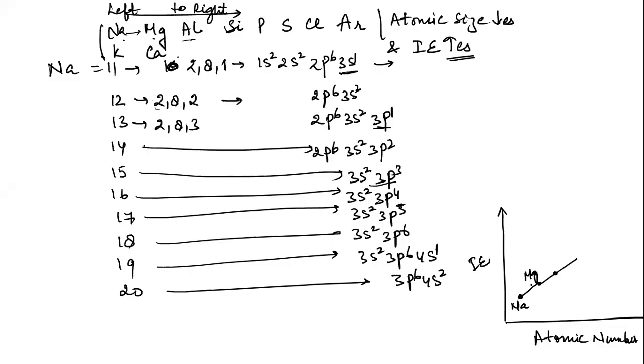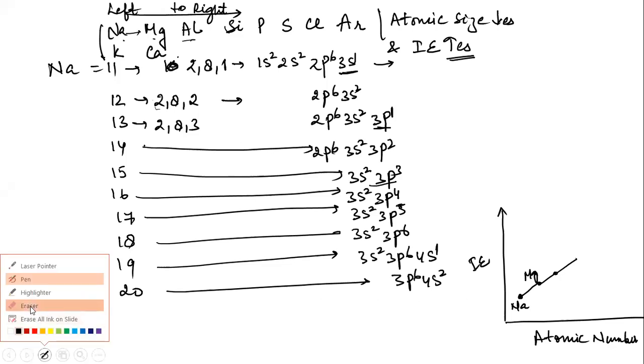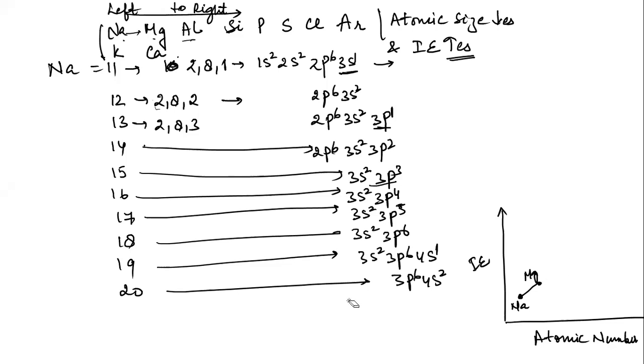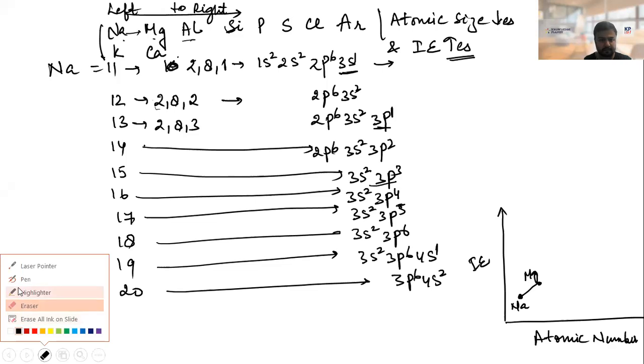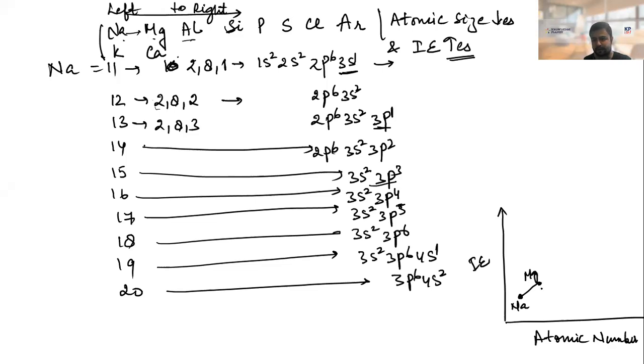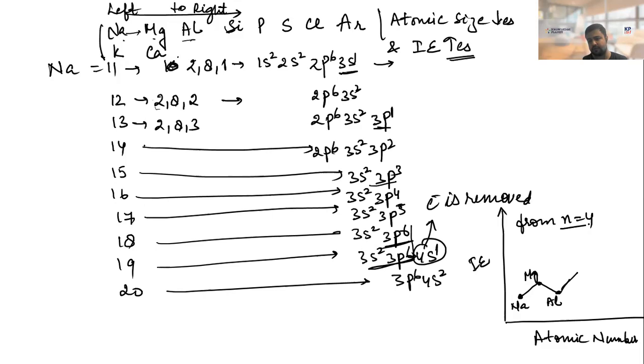Now this one is magnesium. After magnesium, we have a little bit. Sorry, I wrote it a little bit wrong there. If you see this part, this is a little bit on this side, aluminium, and then again increment is there. Up to this one, increment is there. Now in this case, the electron is removed from n is equal to 4. So again, there is a decrement.